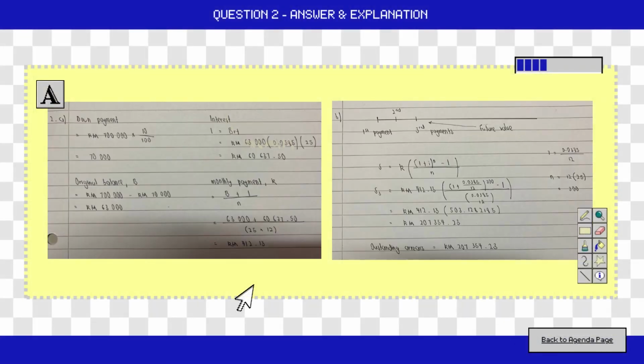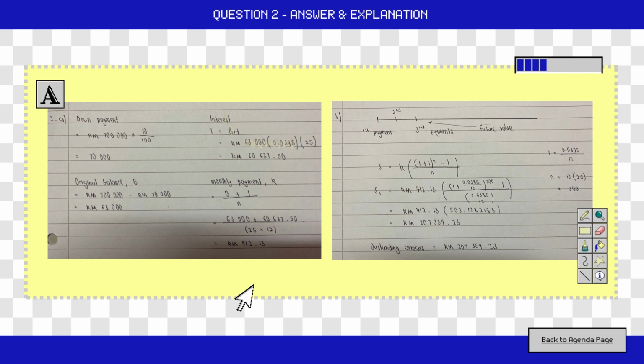For 2A, we are required to calculate the monthly payment. As we know, the formula for monthly payment is original balance plus interest over the number of payments. And where do we get all this information? Yes, it is from the question. So firstly, we need to find the original balance, and for that we need to find the down payment. Down payment, as we know, is 10% of the cash price.